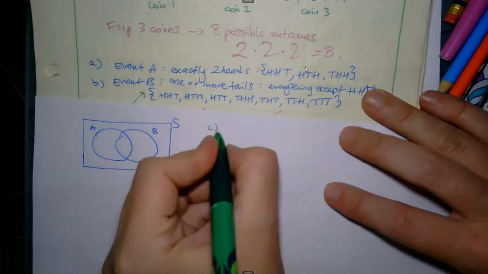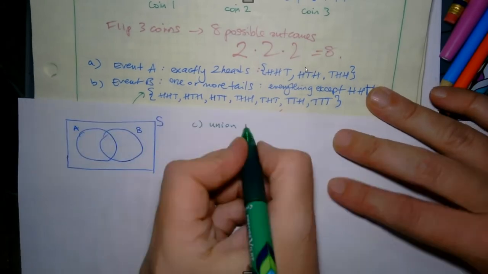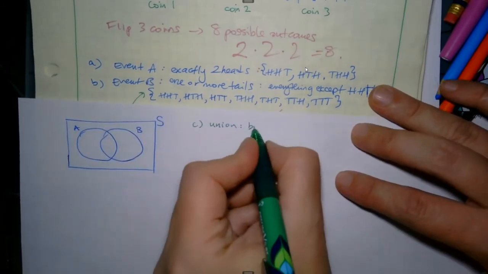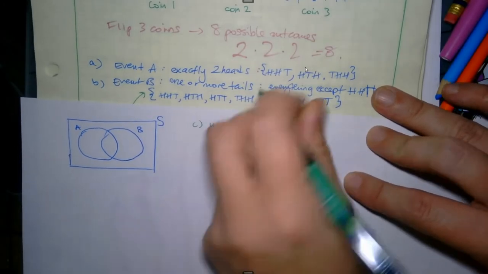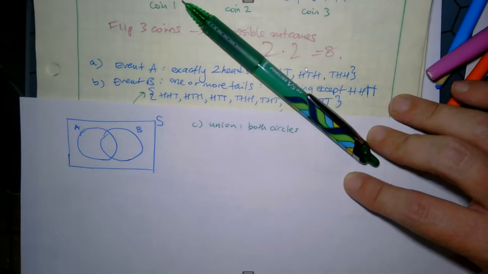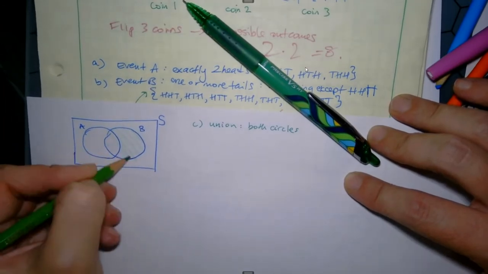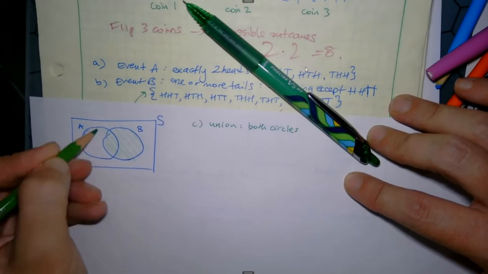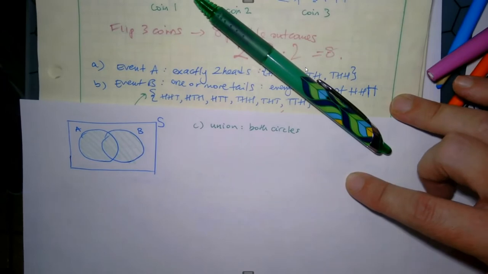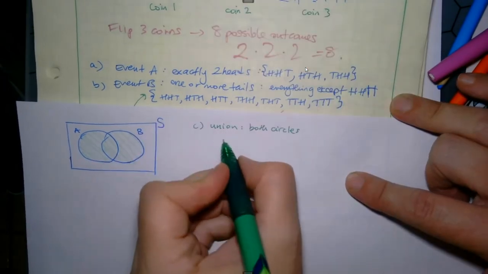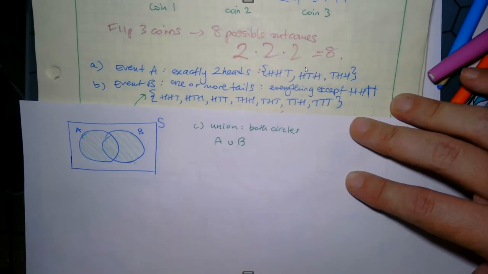Vocab-wise, union means you want both circles as your final space. So for union, you're going to just shade everything in any circle. If you're doing the union of A and B, everything in A and everything in B is valid. Like that. The notation we use for this event is A ∪ B, for union.